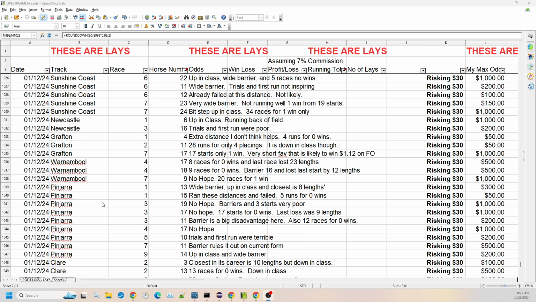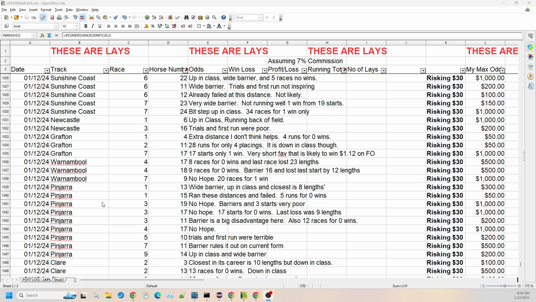It's a big disadvantage in this race, and it's had 12 races for 0 wins. I don't see it overcoming that barrier, so willing to go up to $200. Number 17's No Hope. It's had 17 starts for 0 wins, and last race it lost by 9 lengths. Willing to go up to the 1,000 on that. And number 19's again a No Hope. It's got a really bad barrier, and the 3 starts it's had are very poor. Willing to go up to the $1,000 in the odds.